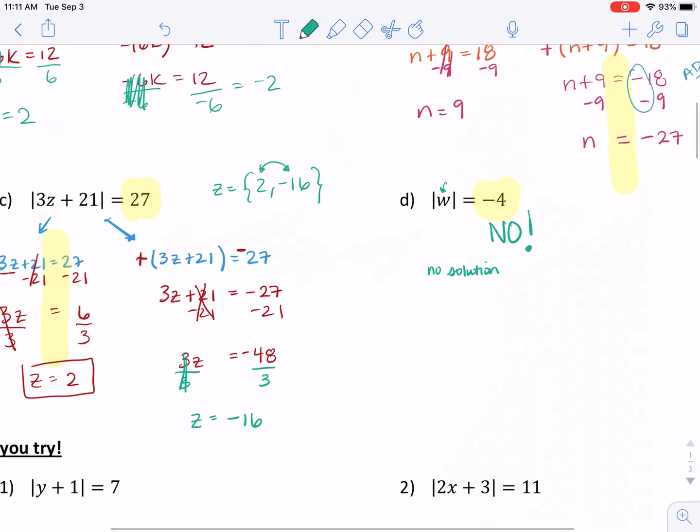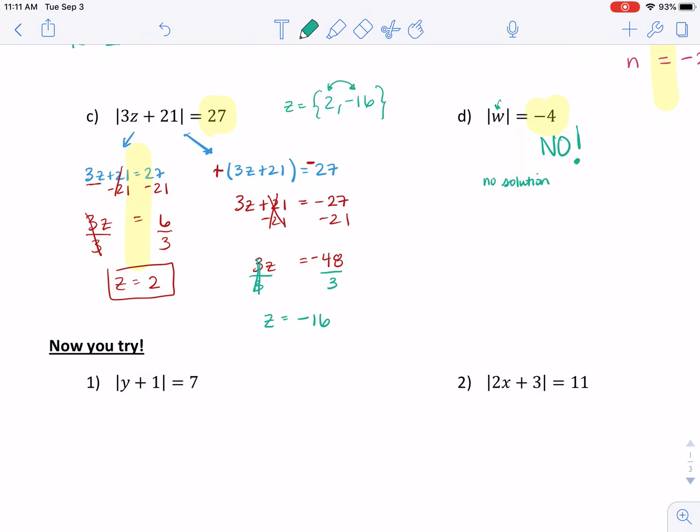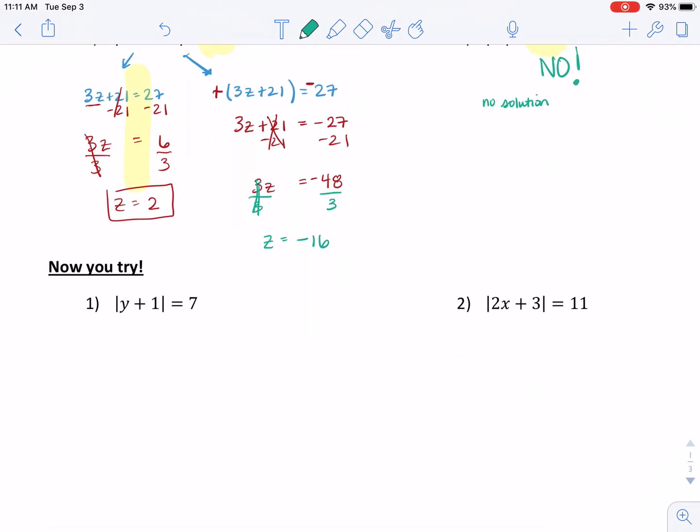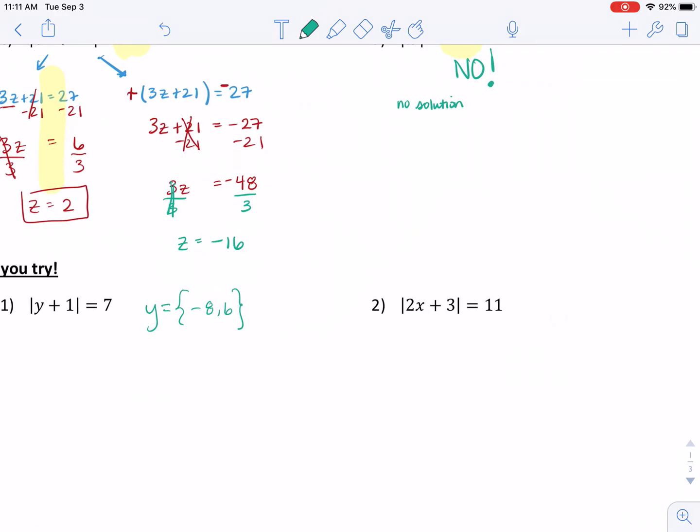So you guys try out the two below, and let's see what you get for your answers. For 1, you should get y is equal to negative 8 and 6. And for 2, we should get that x is going to be equal to negative 7 and 4. If you didn't get both of those solutions, go back and try it out and see if you can get that to happen, and bring any questions you have to class tomorrow.